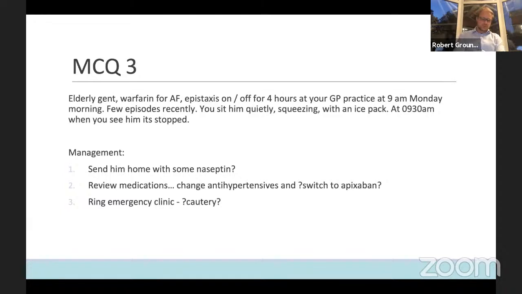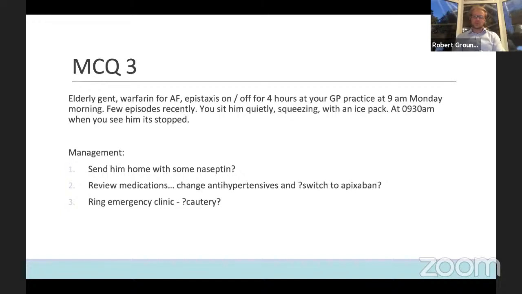Question 3. He's a classic elderly gentleman who's warfarinized for AF, and he's had a nosebleed on and off for a few hours at the GP practice. He's pitched up at 9 a.m. because it's been bleeding, and you do the sensible thing. You calm him down a little bit, sit him quietly, squeeze his nose, put an ice pack on, and when you finally come back to see him again, it seems to have actually stopped. What would you do in this situation?